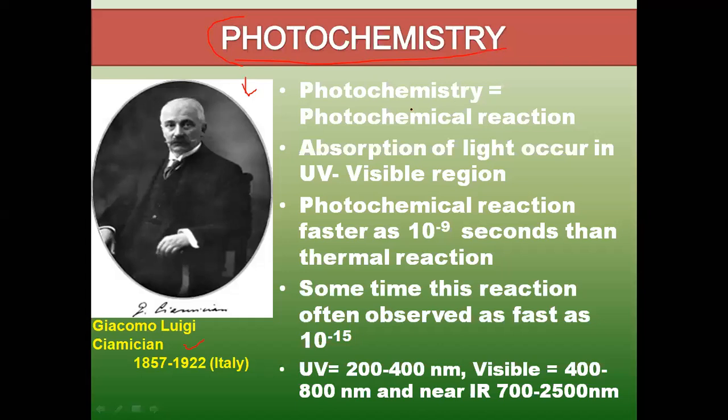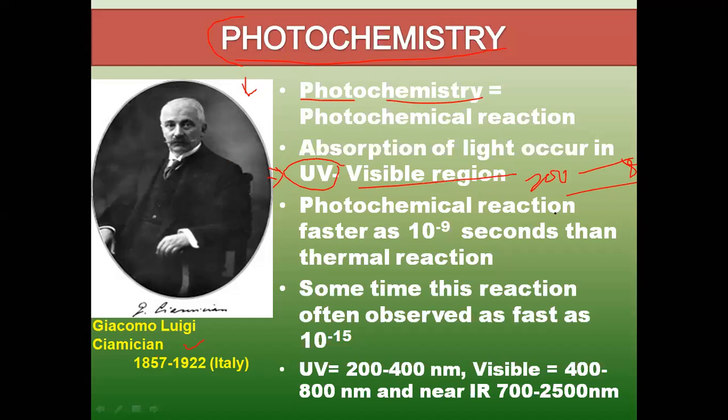So he proposed photochemistry. Photo means light, and chemistry means chemical reactions. Basically, we discuss reactions that occur in the presence of UV light and visible light, from 200 to 800 nanometers. We are going to learn about it.